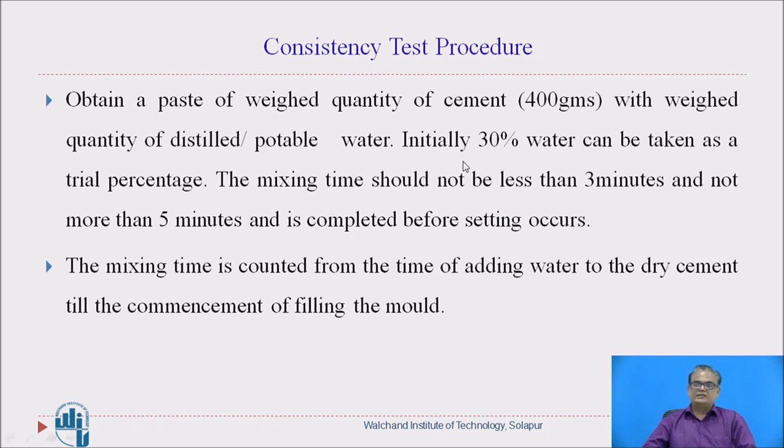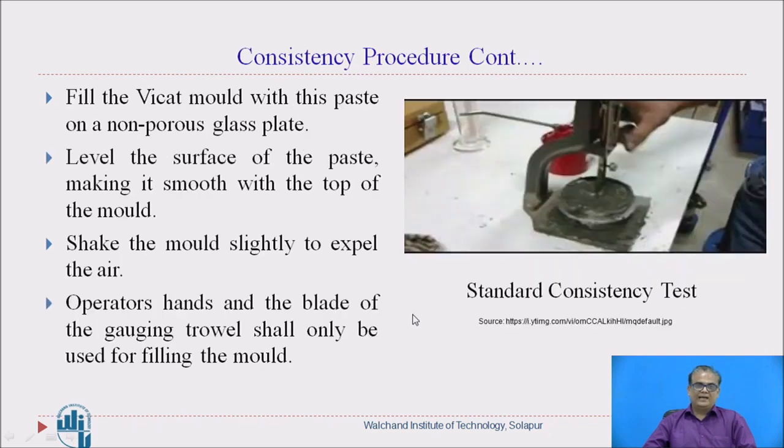So initially you can start from 30%, and remember, mixing time should not be less than 3 minutes and not more than 5 minutes. The mixing time will be counted from the time of adding water to the dry cement till the commencement of filling the mold of Vicat's apparatus. Now here you can see the Vicat's apparatus. This mold is completely filled with this particular paste.